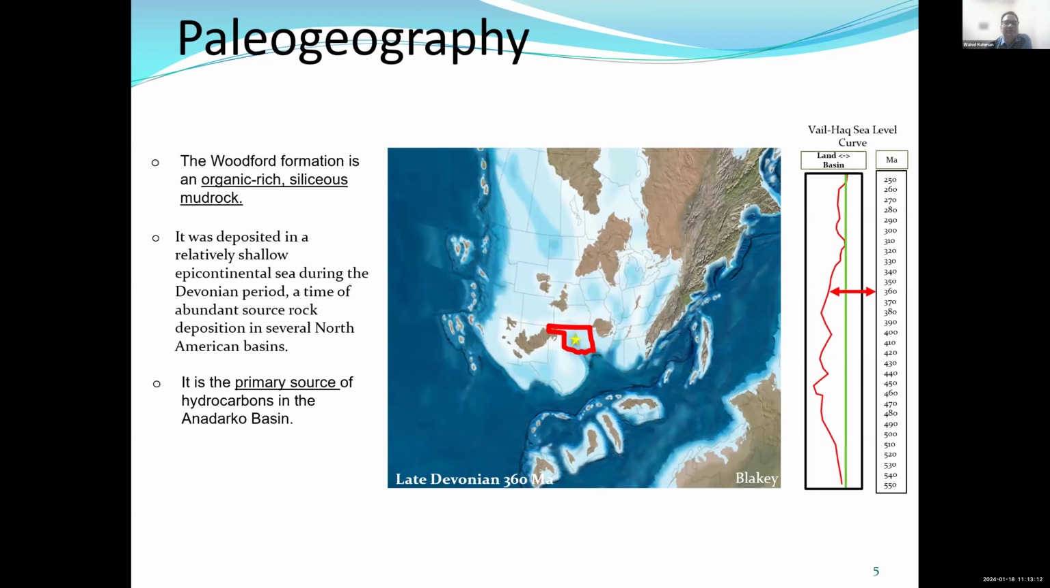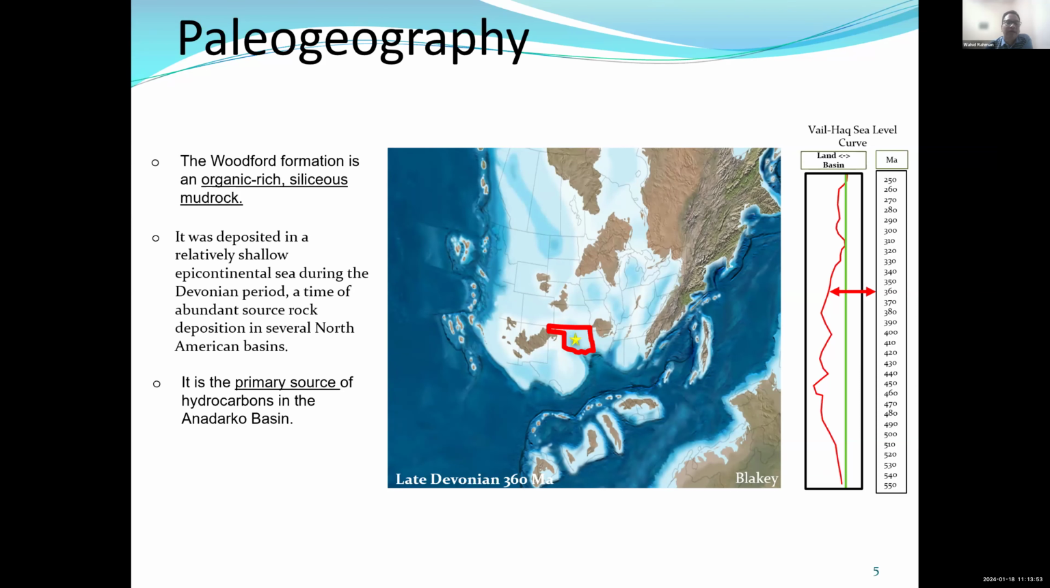Paleogeography-wise, I wanted to show these things. It's a late Devonian paleogeographic map from Blakey, about 360 million years ago. You can see the Woodford Shale, very organic-rich and siliceous mud rocks deposited in this basin. At a similar time, there are other major basins like New Albany here, Marcellus here, Bakken here. So you can see a lot of shale got deposited during this time. It was deposited in a very shallow epicontinental sea during the late Devonian, early Mississippian period. And this is the primary source rock of hydrocarbon in the Anadarko Basin.